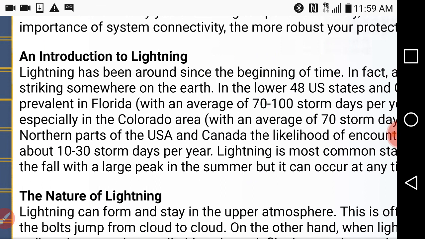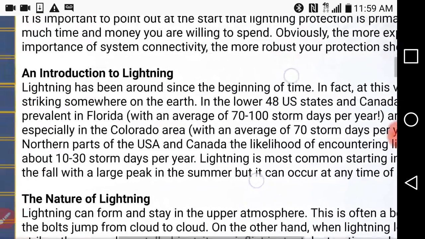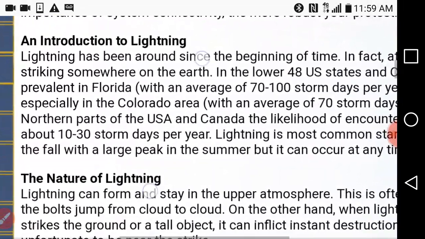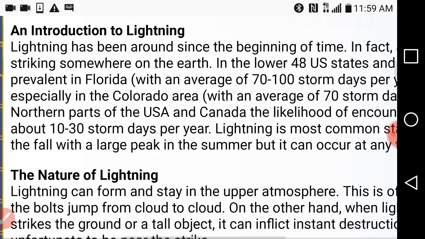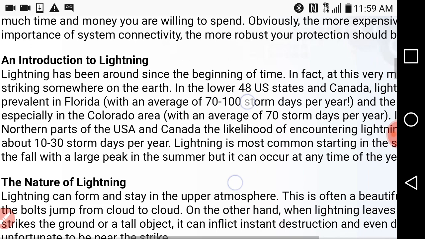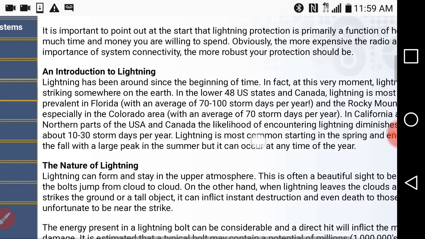Here we go. They're going to give us a little quiz, a little test here, a little information update, you know, to jolt your mind, your memory, right? If you don't remember, we'll take care of that for you here on Google, right? Thus your Mandela effect. Lightning has been around since the beginning of time. In fact, at this very moment, lightning is striking somewhere on the earth.